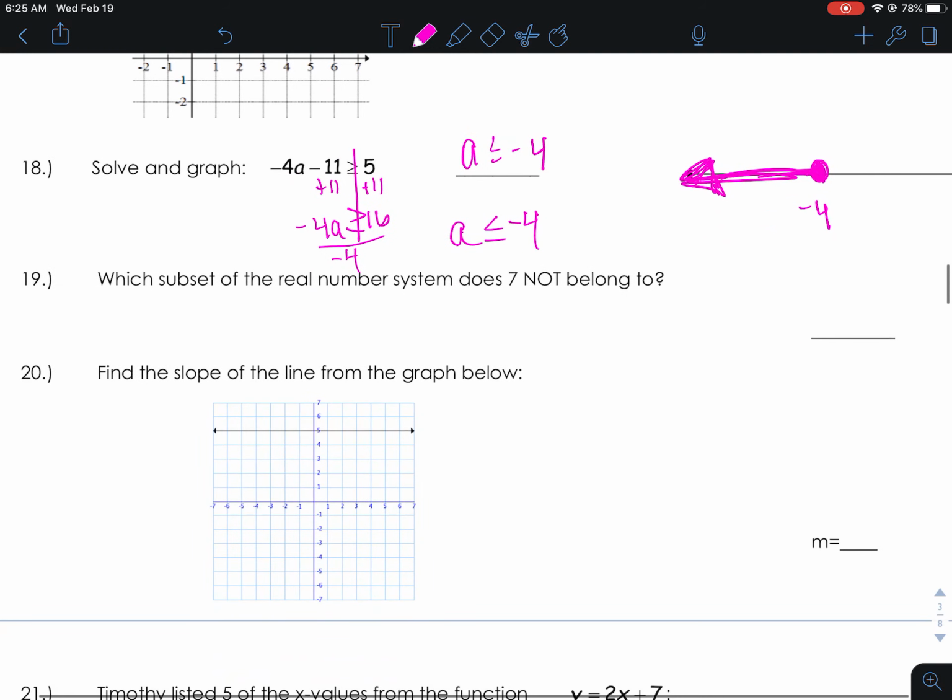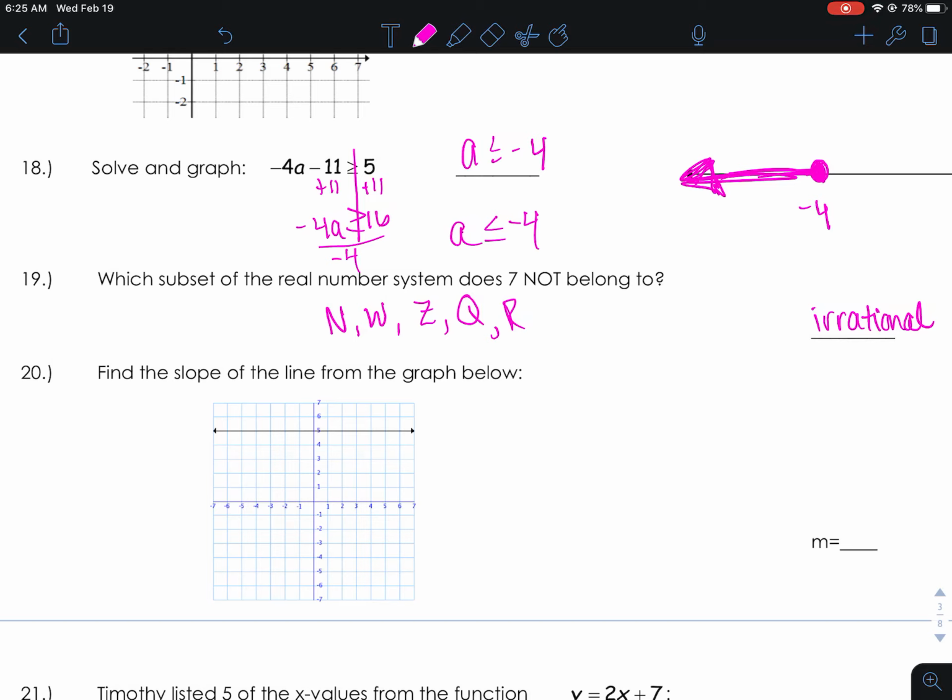Which subset of the real number system does 7 not belong to? So 7 is definitely natural. It's definitely whole. It's an integer. It's rational. It's real. The only one that it doesn't belong to is irrational, because those are like the crazy numbers you can't write out, like pi, square root of 2, and all that.